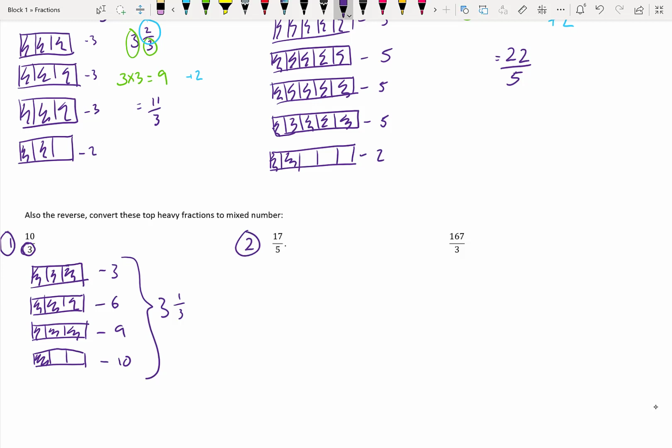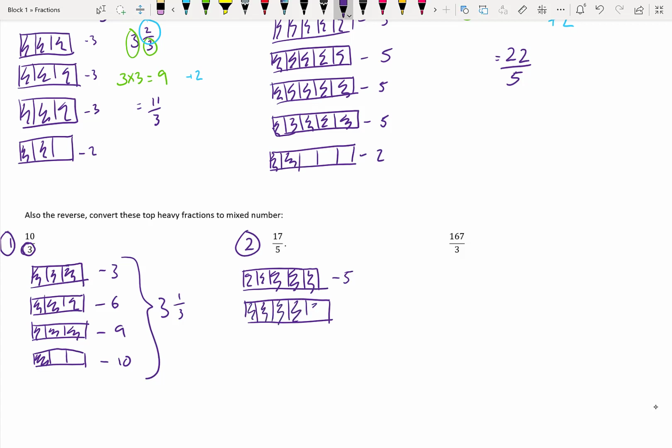I'll look at the next example. We've got 17 over 5. So again, I'm cutting them into 5 bits. 1, 2, 3, 4, 5. So there's 5 of them. Getting some excellent shading. We'll do another one. 1, 2, 3, 4, 5.